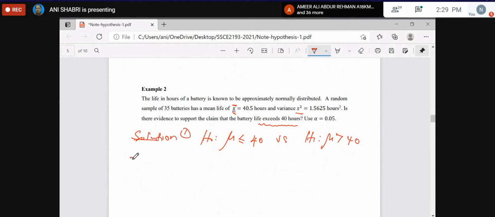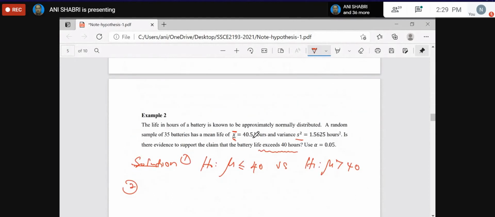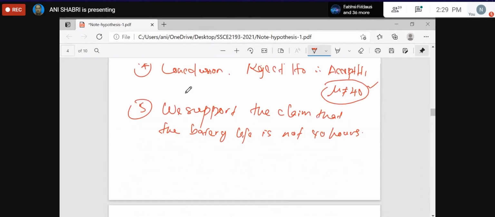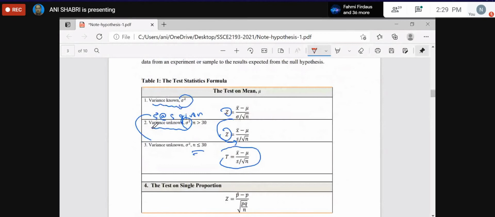Step two. Which formula? X bar is given, and s is given. Here n is 35, which is greater than 30. Which formula do we use? We have three formulas: number one, number two, number three.